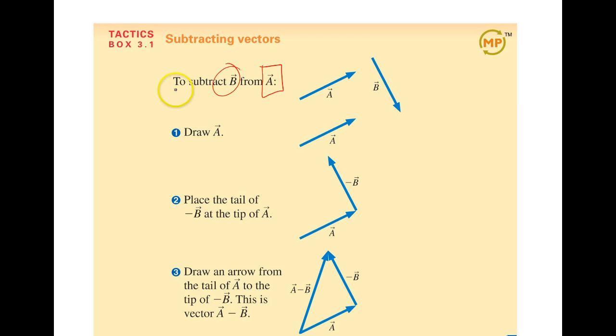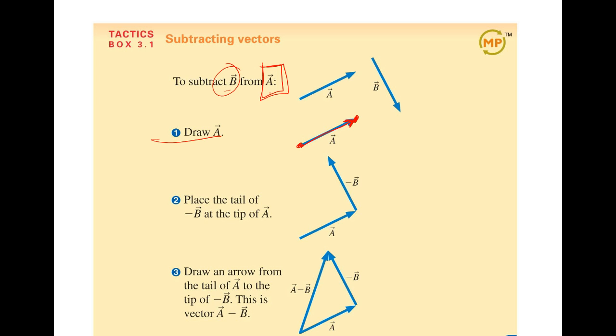So if it says subtract B from A, that means A is our starting anchor vector. So just like it says, draw your starting anchor vector. There we go. A, so here's my start point. Here's my head of A. So now the next thing I'm going to draw will be some sort of vector B, and it's going to have its starting point right there.